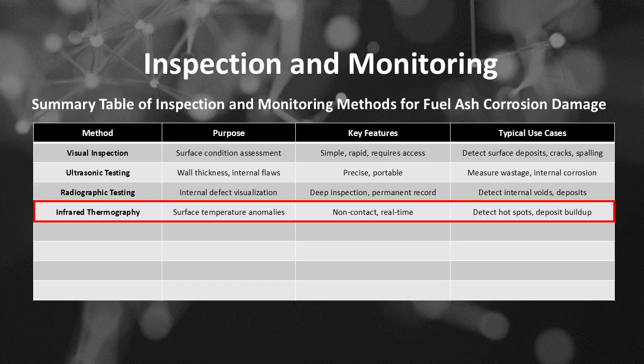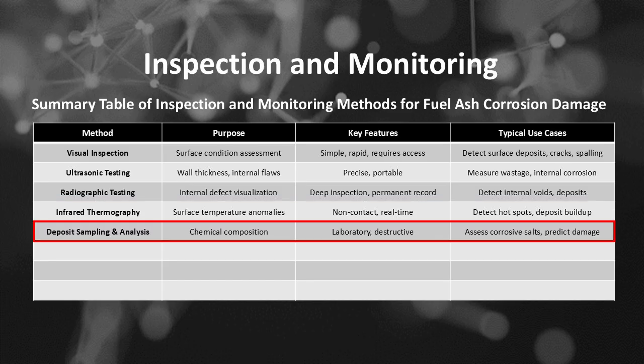If the method in use is infrared thermography, its purpose is surface temperature anomalies. The key feature of this method is that it is non-contact and real-time. Its typical use cases are to detect hot spots and deposit buildup. If the method in use is deposit sampling and analysis, its purpose is chemical composition. The key features are that it is laboratory-based and destructive. Its typical use cases are to assess corrosive salts and predict damage.